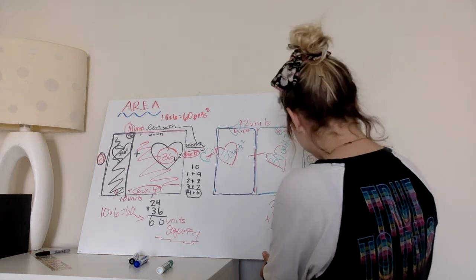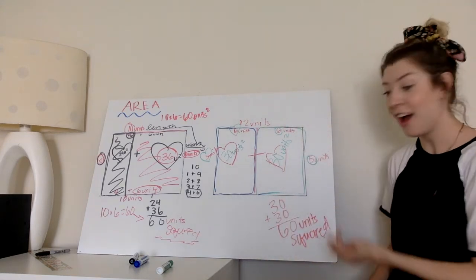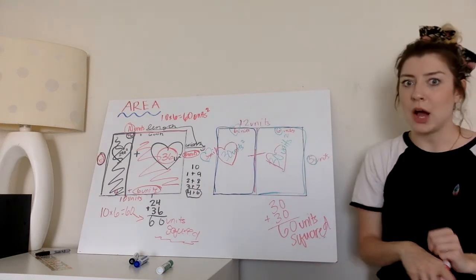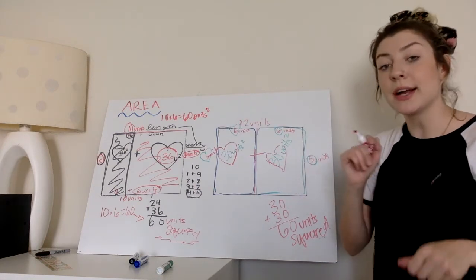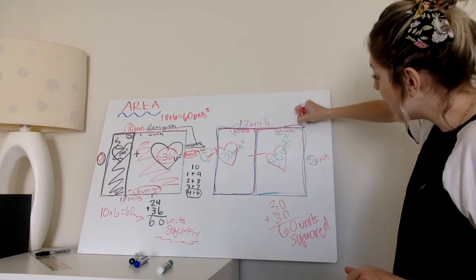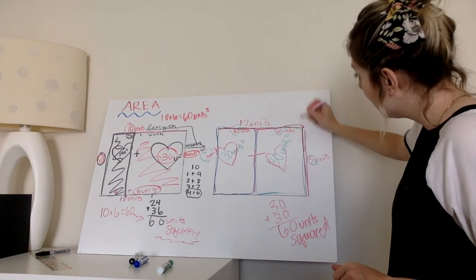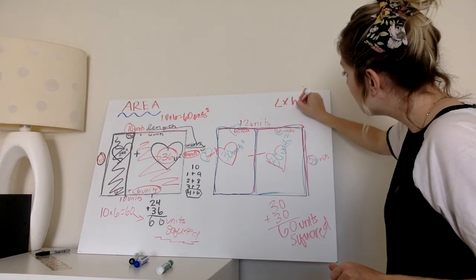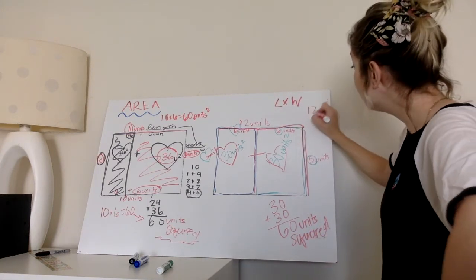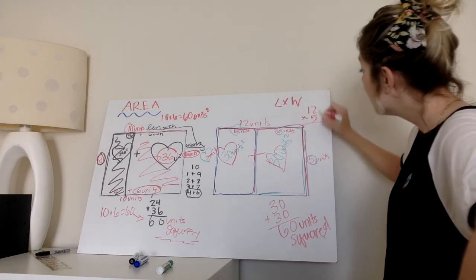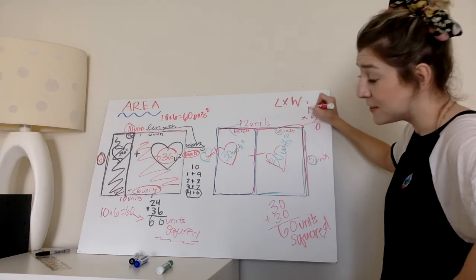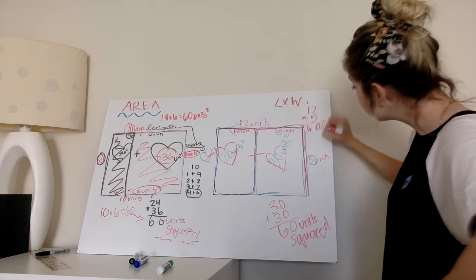I hope you have your units labeled. I got 60 units squared. Now, let's check our math. Let's take this entire length and this width, length times width, and see if we get 60. So 12 times 5. 5 times 2 is 10. 5 times 1 is 5, plus 1 is 6, so 60.